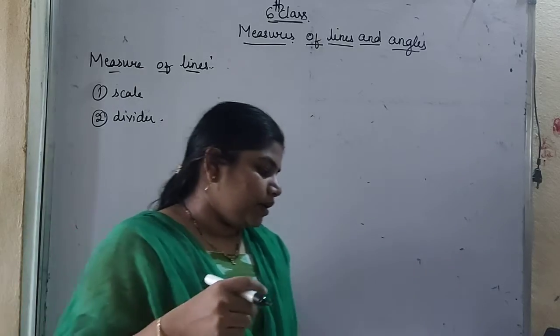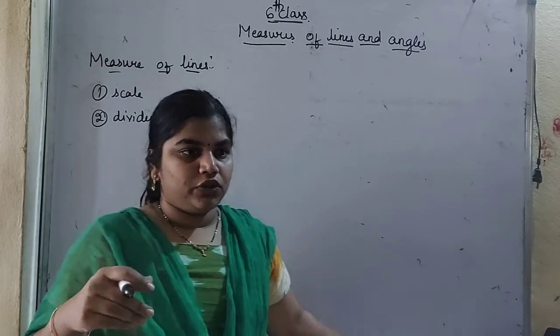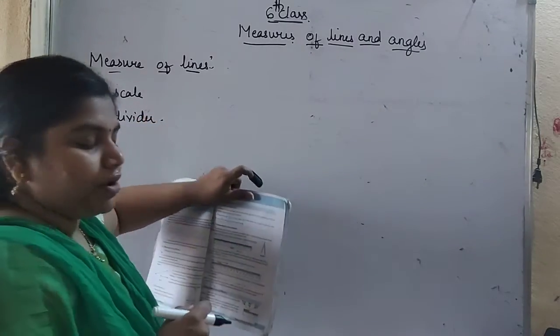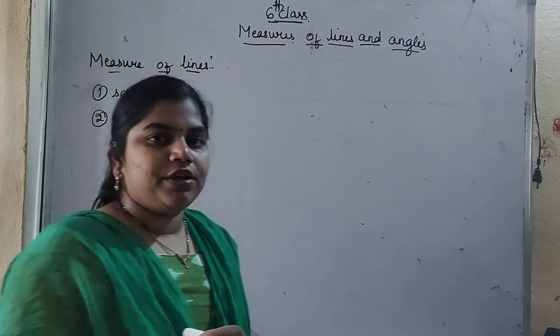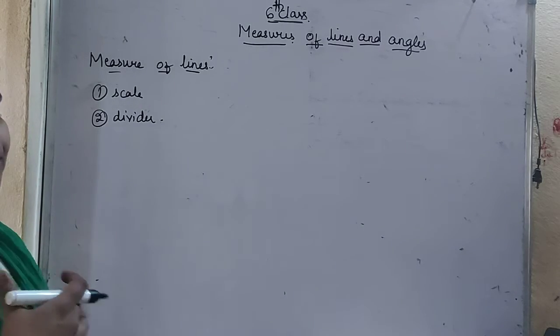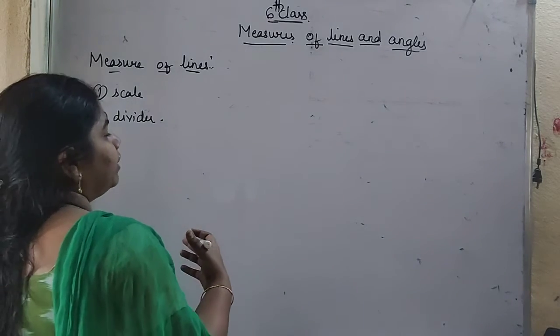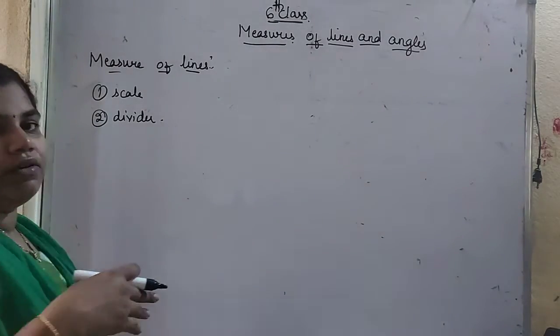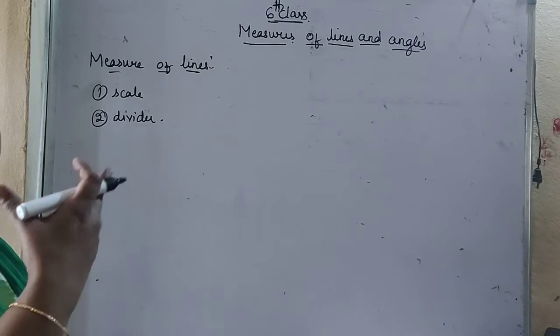A divider is nothing but an instrument you will have in your geometry box. So this is called a divider. By using a divider you can measure correctly, and also by scale. So what is a better way for measuring the line? The divider is a better way than taking the scale.